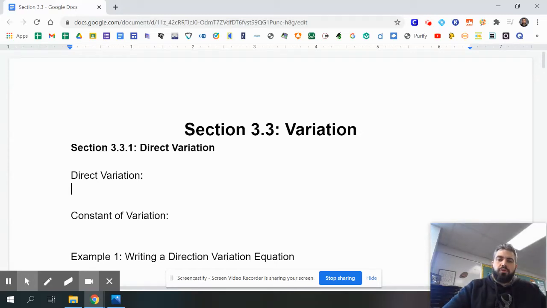Today we're going to be talking about section 3.3, which is on variation. Now there's lots of different variation problems. We're going to start with the most basic of which is called direct variation.